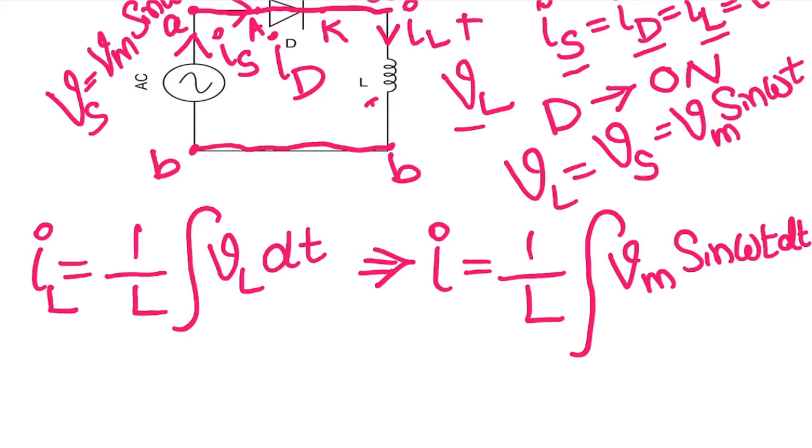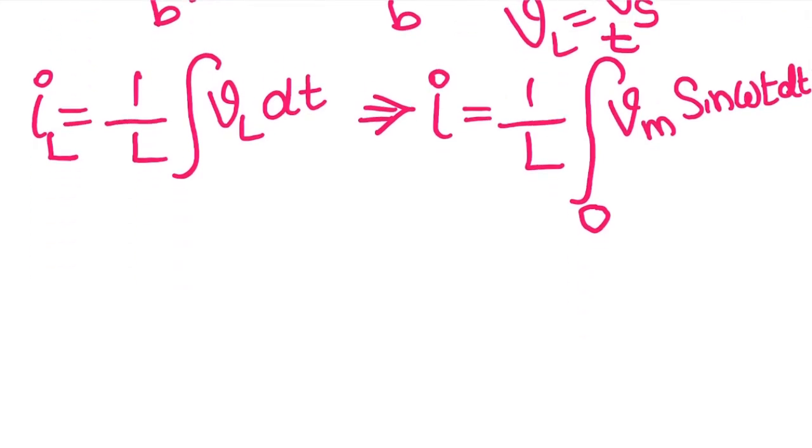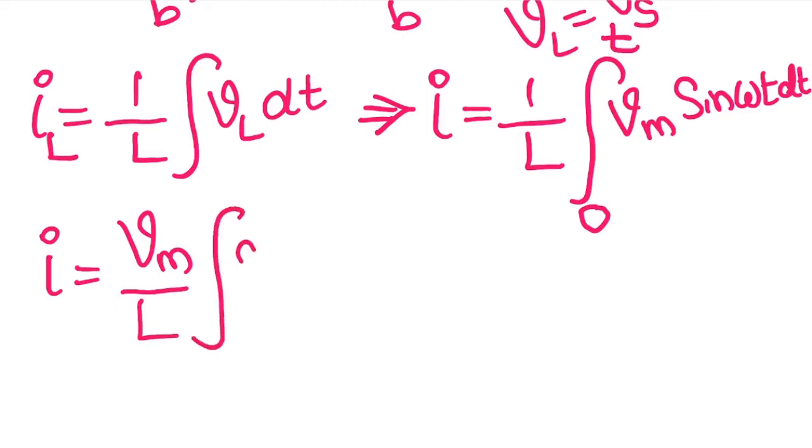Now, where does the diode start conducting? The diode starts conducting from 0 onwards. But where will it stop conducting? Because it is an inductive load, I don't know where it will stop conducting. That is the reason I'm indicating the limit by time t, because it is indefinite. Now I is equal to Vm by L, integration of sine omega t dt, with limits 0 to t.